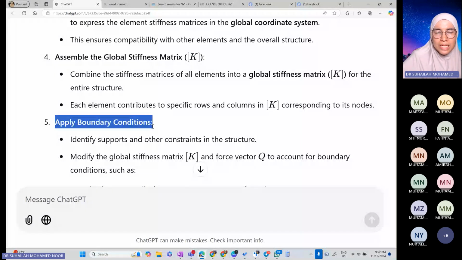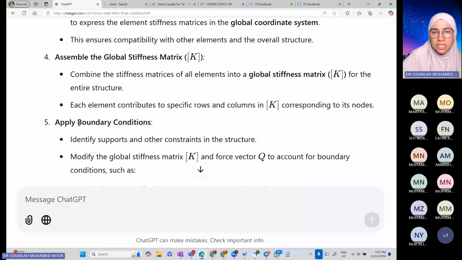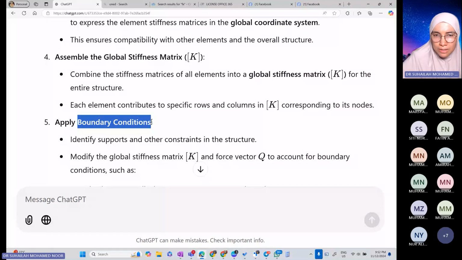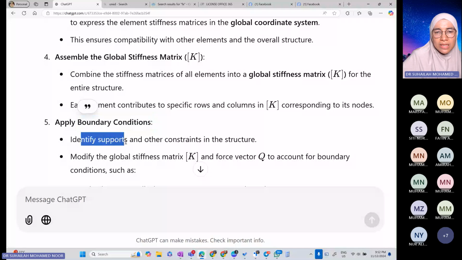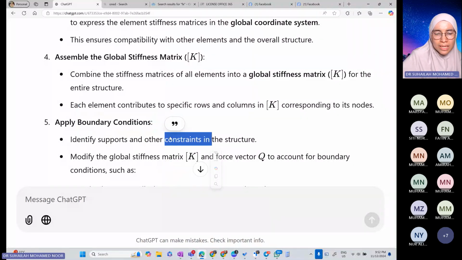So boundary condition is satu lagi term yang ada dalam software. Boundary condition refers to support system. Dia tak pakai term support dalam software, dia pakai term boundary condition. Pin roller fix tu dalam software disebut sebagai boundary condition. So kat sini dia sebut identify support and other constraint. So dia ada term yang mewakili term yang kita pakai for support. Boundary condition means support.